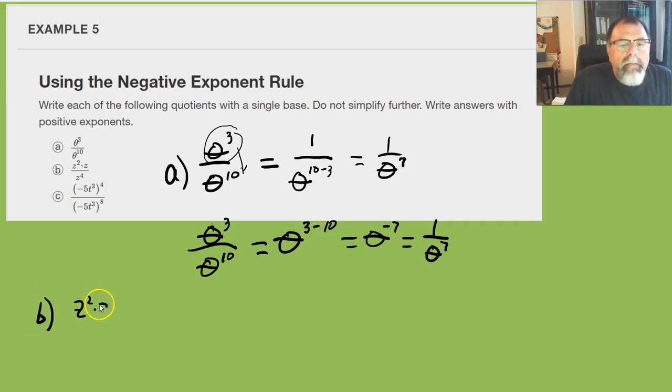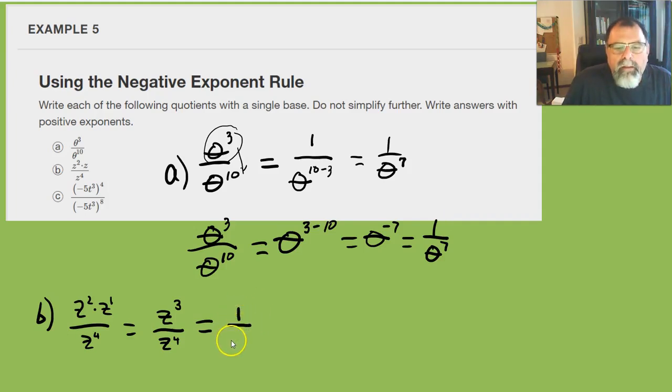Z squared times z over z to the 4th. So again, we can simplify the numerator. You can put a 1 there. So that's z. The 2 plus 1 is 3. And then we're going to subtract. Again, you could do it either of these methods. Me personally, I would go 4 minus 3. The bigger exponent is on the bottom. So if you think about them canceling, they're going to be left on the bottom. So that's the other way to think about it. If I cancel 3 of them, I'm going to do the 4 minus 3 on the bottom, and I'm left with just the 1 on the bottom. Z to the 1st, which is just z.